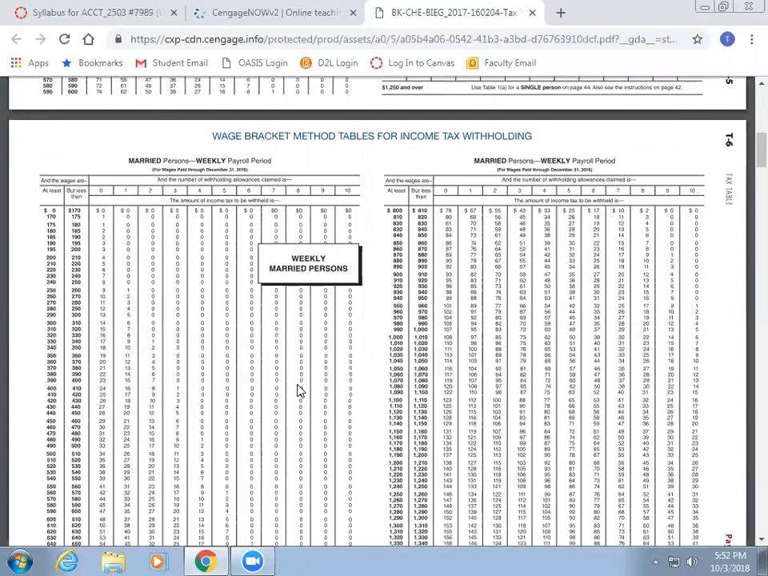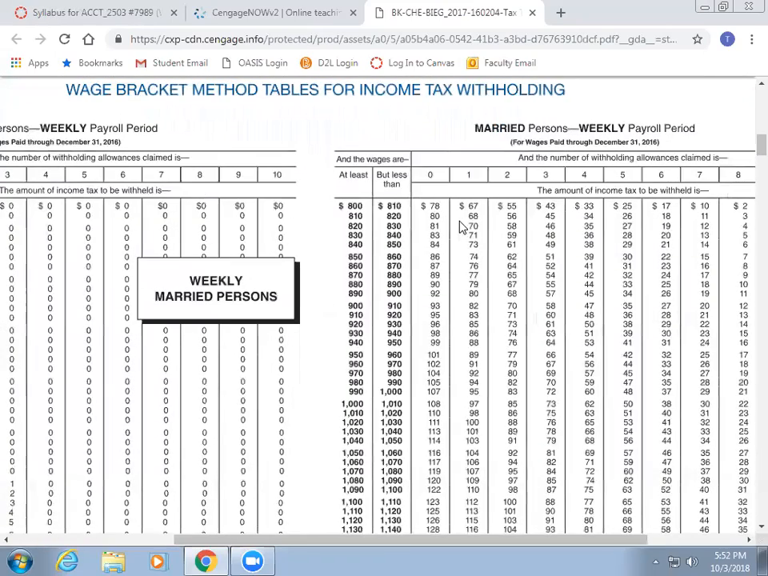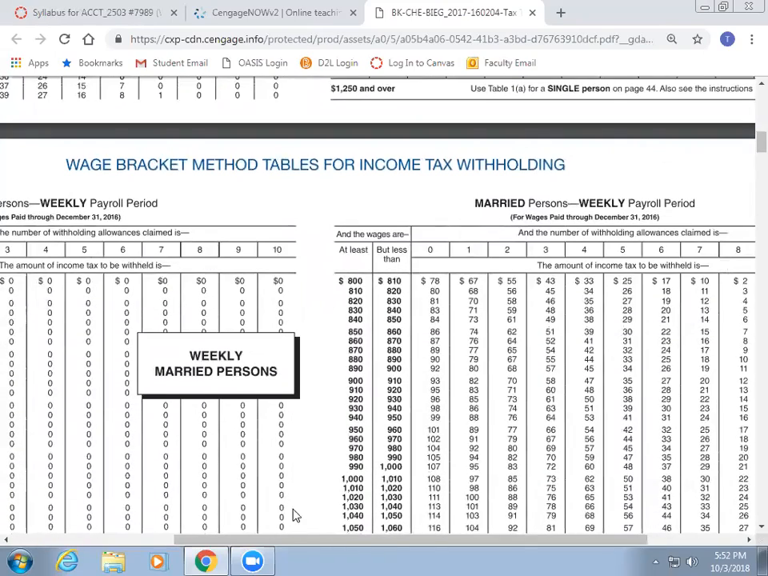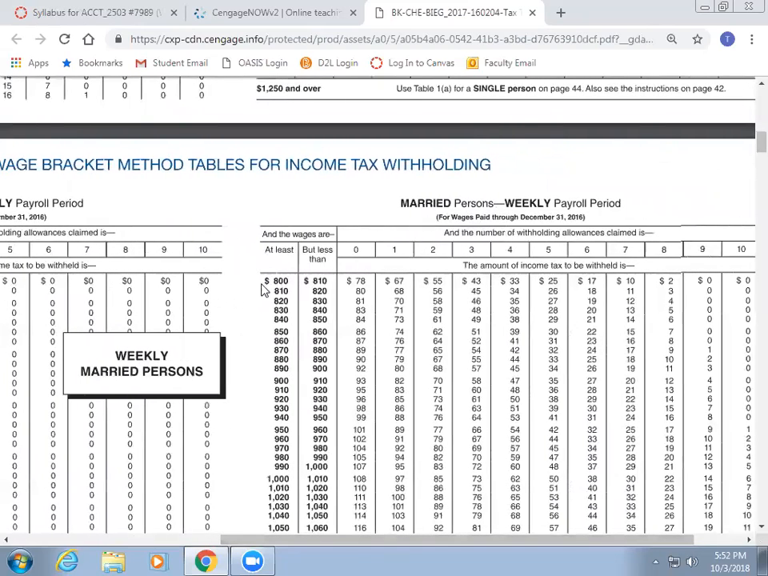So we have a weekly earner, and he is married with 2 allowances. So I find married with 2 allowances, weekly earner. He's actually at the top of this second page here. He earns at least 800, but less than 810. So that would be that first line in that second column there. And he has 2 withholding allowances. So there, under 2, in that first line, I get $55.